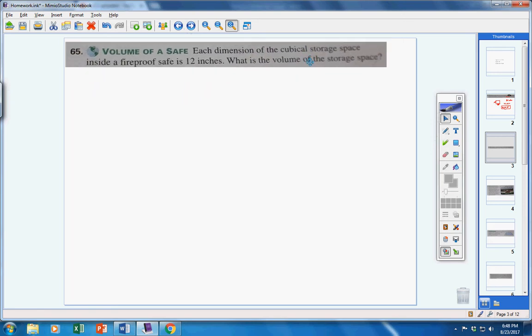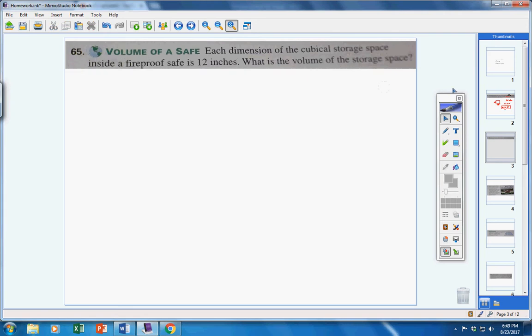Okay, number 65. We have a cubicle storage space inside of a fireproof safe, and it's 12 inches. What is the volume of the storage space? Now stop and think. It says a storage space, cubicle. That means you have a cube. So when it says each dimension of the cube is 12 inches, that simply means you have a length of 12 here, 12 here, and 12 here.